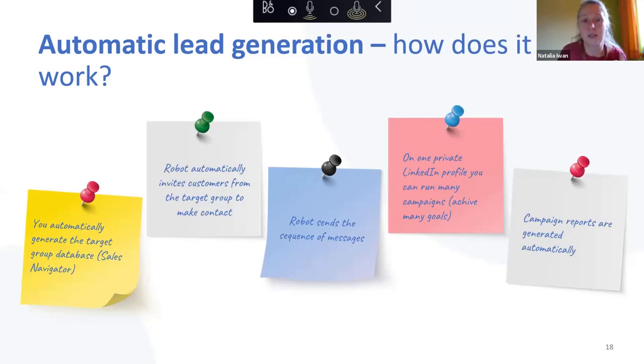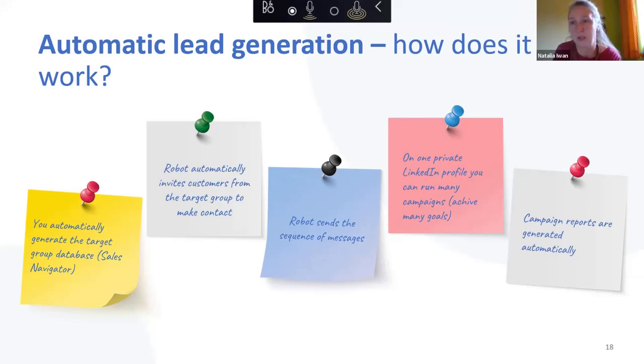At first, you automatically generate the target group base using the Sales Navigator on LinkedIn, as I showed you before. But using the sales robot, you don't have to pay LinkedIn for the Sales Navigator, because the price for the sales robot includes the money for the Sales Navigator. So when you pay the fee to the company that provides the solution, the price includes the Sales Navigator price.